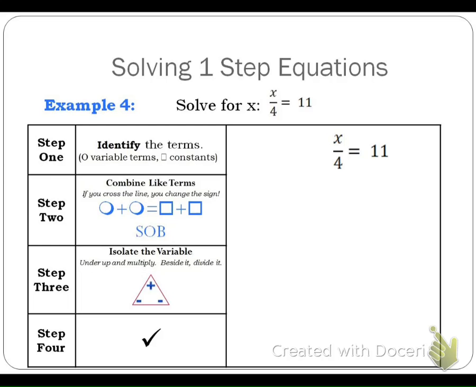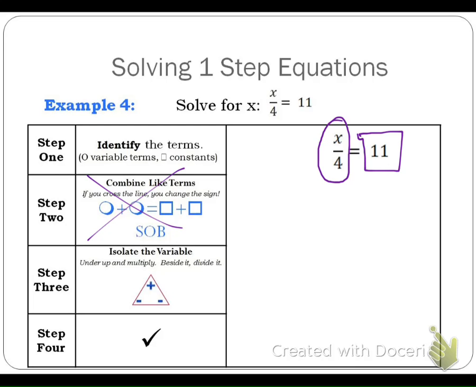Alright, are you ready to go? First things first, let's identify our terms. We have an x over 4. So that is a variable term. You circle the whole thing together. Is equal to 11. 11 is a constant because there's no variables with it at all. Do we have any like terms to combine? Nope, we got a variable term on one side and a constant on the other. Those aren't like terms, so we get to skip the step.